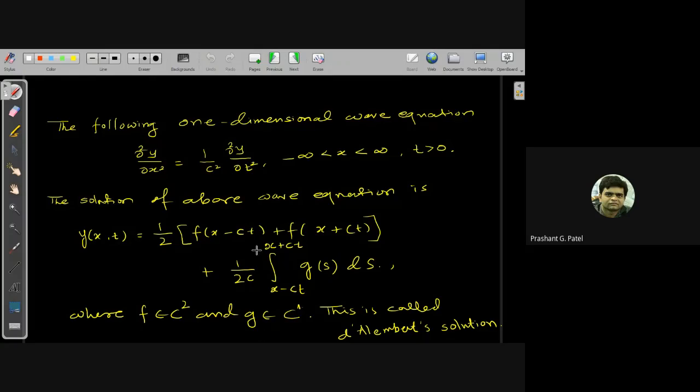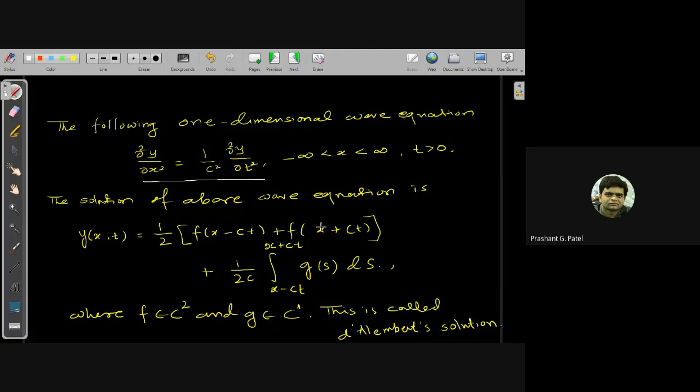In the previous lecture, we discussed a solution of the one-dimensional wave equation, which is represented as y_xx is equal to 1 by c square y_tt. And the solution of this equation that we achieved is known as the D'Alembert solution.